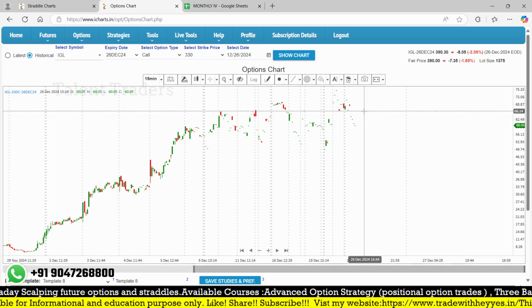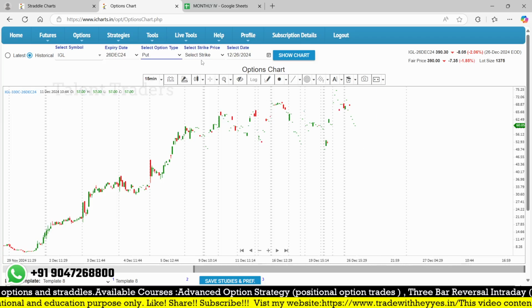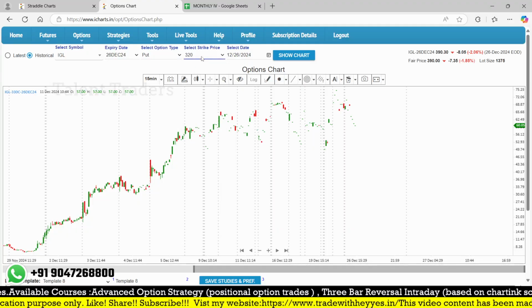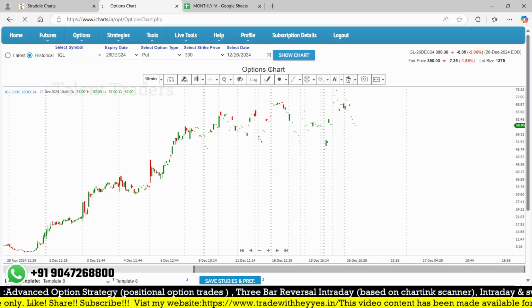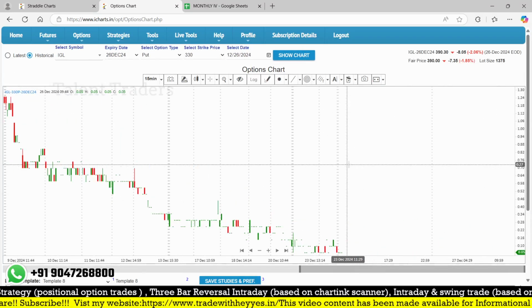So if you are placing an order at your intrinsic value, at the same time, let me check the put option, what would happen. So initially we don't know which is going to give you the better result.